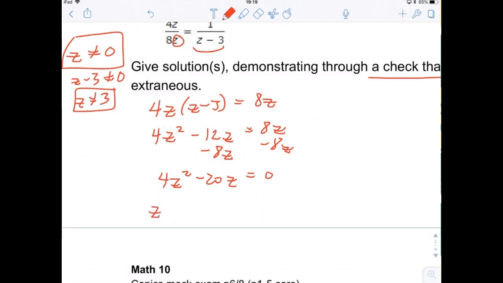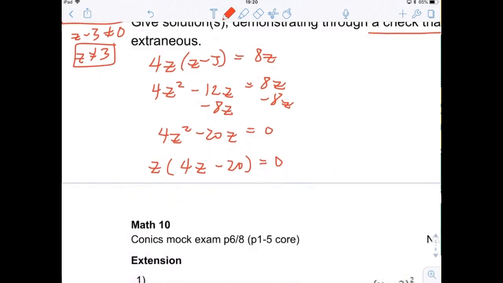The first thing to do is to factor. 4z minus 20 and z. I factored it into those two. And now I can use the zero factor property, which is, okay, what values would make these two numbers multiply times each other get 0. So it's either that the left number is 0 or the right number is 0. If the left number is 0, basically that's saying that z equals 0. So that is one of our possible solutions.